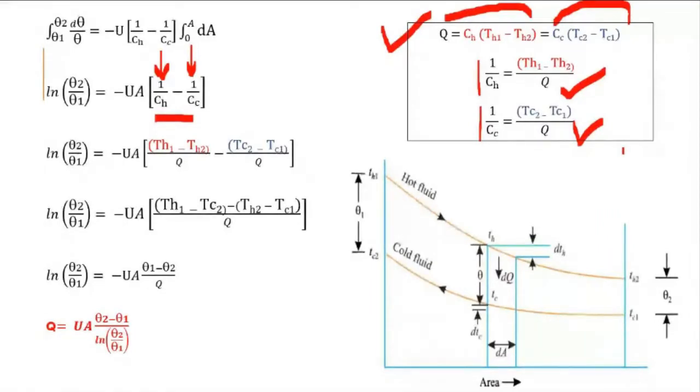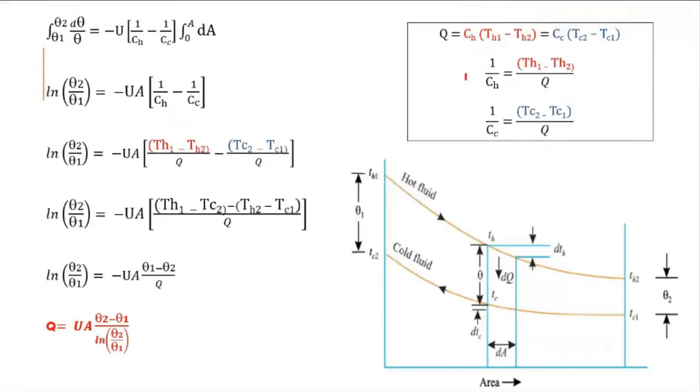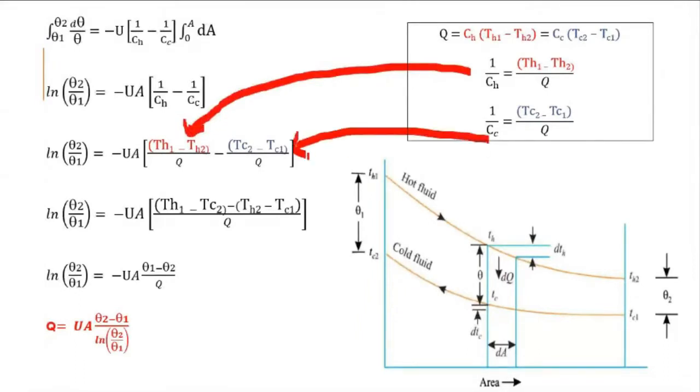Good. So we are going to put the values of 1 by Ch and 1 by Cc back in our equations. We can write that ln theta 2 by theta 1 is equal to minus UA times Th1 minus Th2 divided by capital Q minus Tc2 minus Tc1 divided by capital Q. Here the denominator Q is common, so we can write it as a single term.